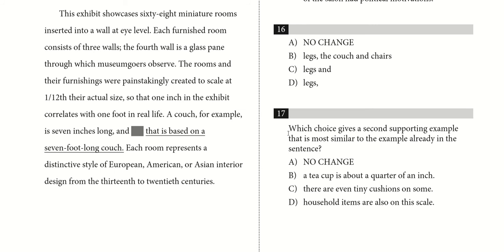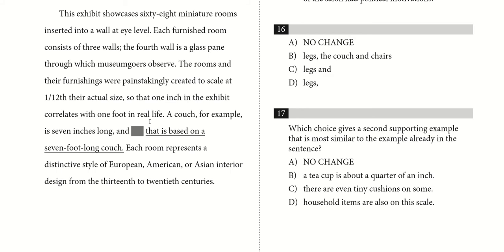So 17 is asking us for which choice gives a second supporting example that is most similar to the example already in the sentence. So let's read the sentence and figure out what example is already there so that we can choose something most similar, right? Let's read the sentence. So a couch, for example, is 7 inches long and, so this is our example here.